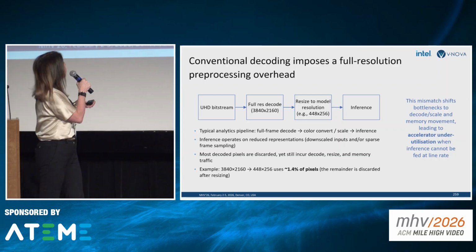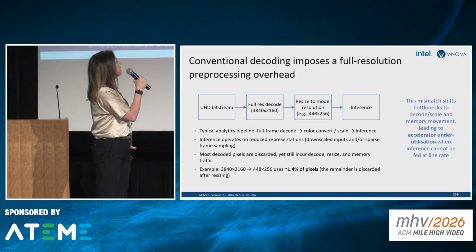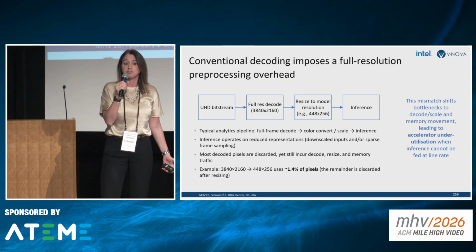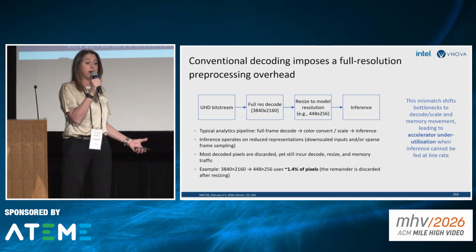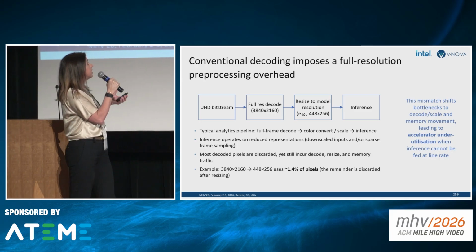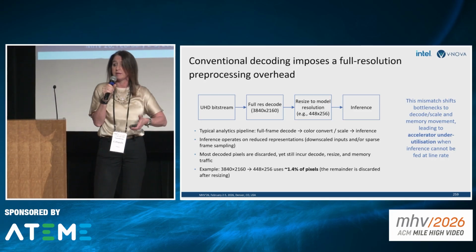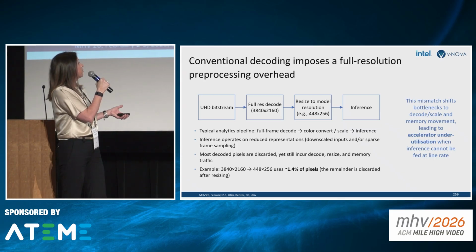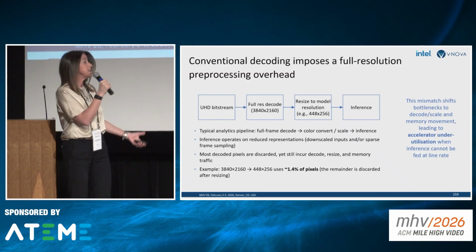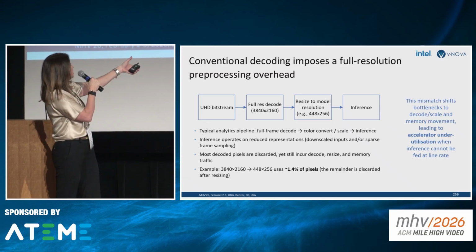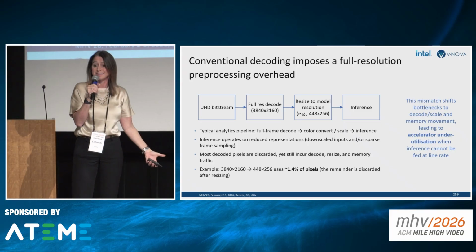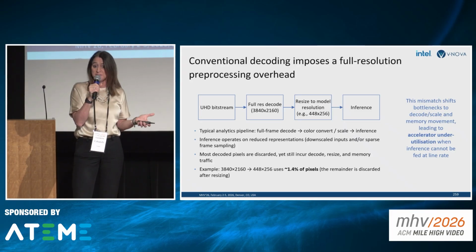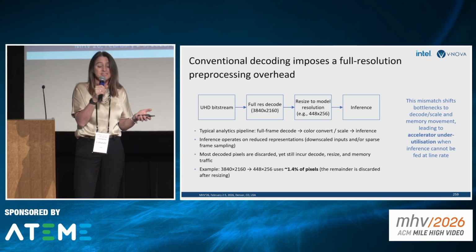As an example, the workflow that we tested in Edge AI visual analysis started from an Ultra HD bit stream, which then needed to be decoded at full resolution and then downscaled to feed an AI model. In the case of the model that we tested, it was using a 448 by 255 input, which means that the model was actually working on 1.4% of the total pixels compared to the original, and over 98% of the remaining pixels were basically wasted.